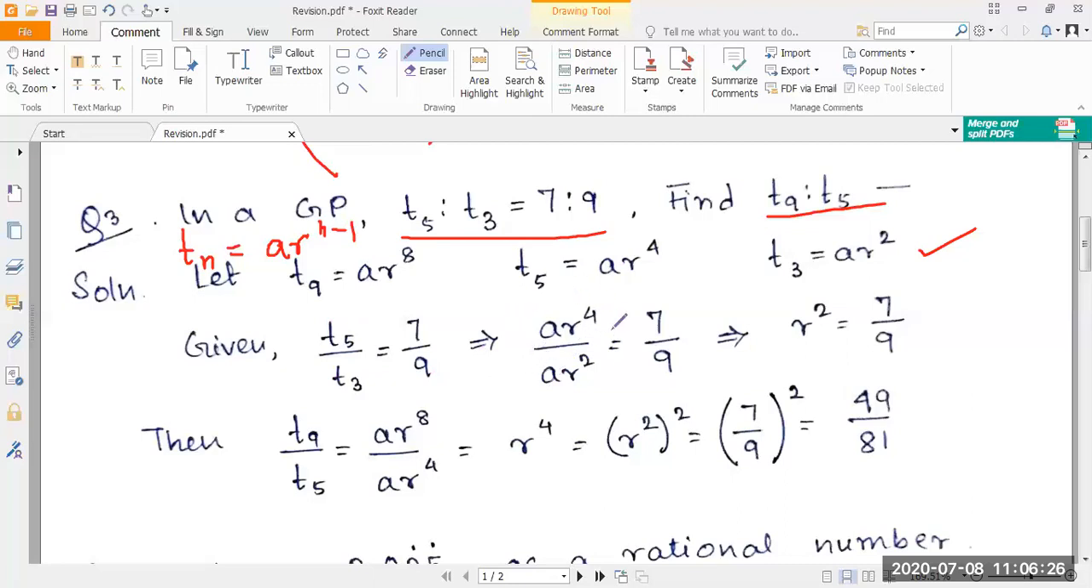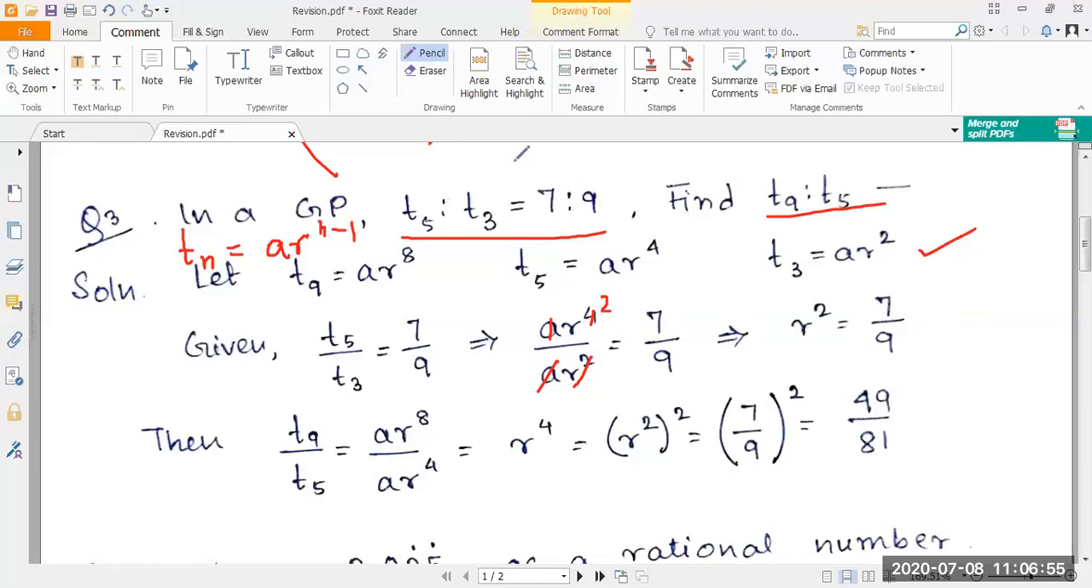So I have A r to the power 4 by A r squared equals 7 by 9. If I cancel out A on both the numerator and the denominator, and if I cancel out r squared on both the numerator and denominator, I'm essentially left with r squared equals 7 by 9. Let me just write this 2 in. So we have r squared equal to 7 by 9. So that is what has been given to me by the sum. This is a condition that was hidden in the sum.